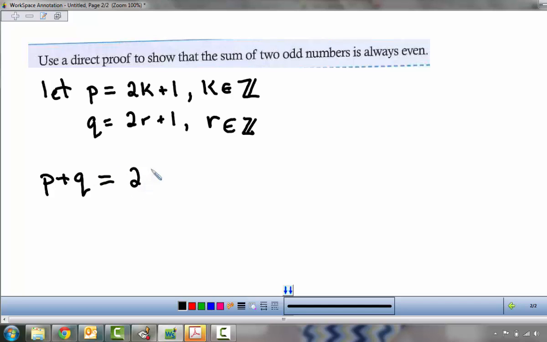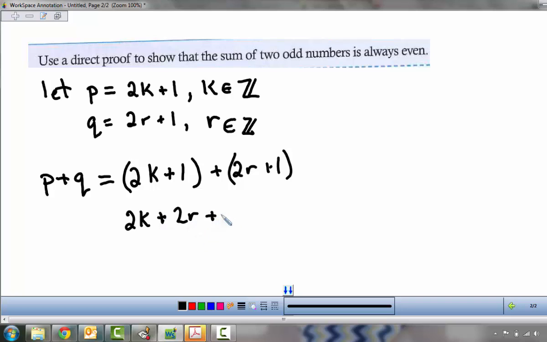So this is going to be 2k plus 1 plus 2r plus 1. And if we combine like terms, we get 2k plus 2r plus 2, and all that, there's factorable there. We can factor 2 out: 2 times (k plus r plus 1).